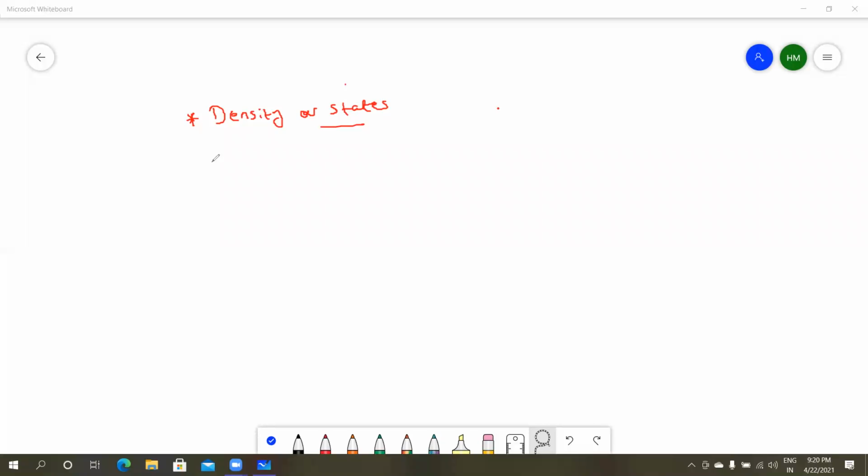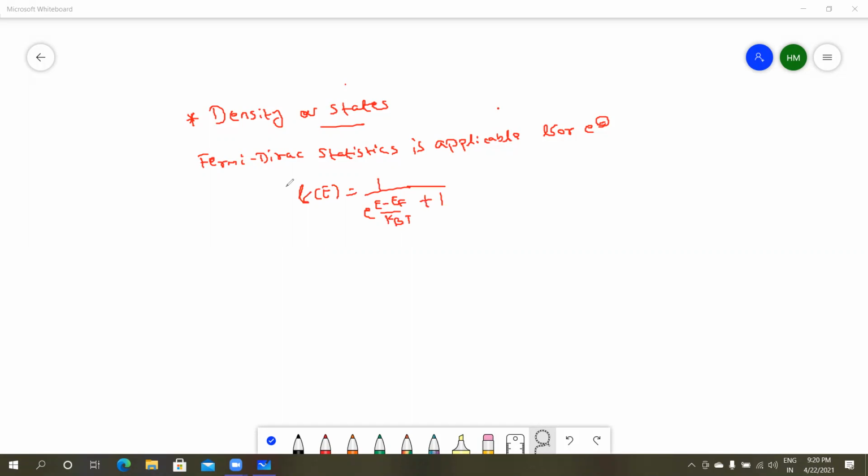Basically, Fermi-Dirac statistics is applicable for electrons, or muons, you can say. We have discussed the occupation probability. What is the occupation probability? It is f(E) = 1 / (e^((E - E_F)/k_B T) + 1). This is the occupation probability. You know, probability is what? Whether the chance is there or not, that we have to find. Whether this state is occupied or not occupied, we are going to find using this particular relation.